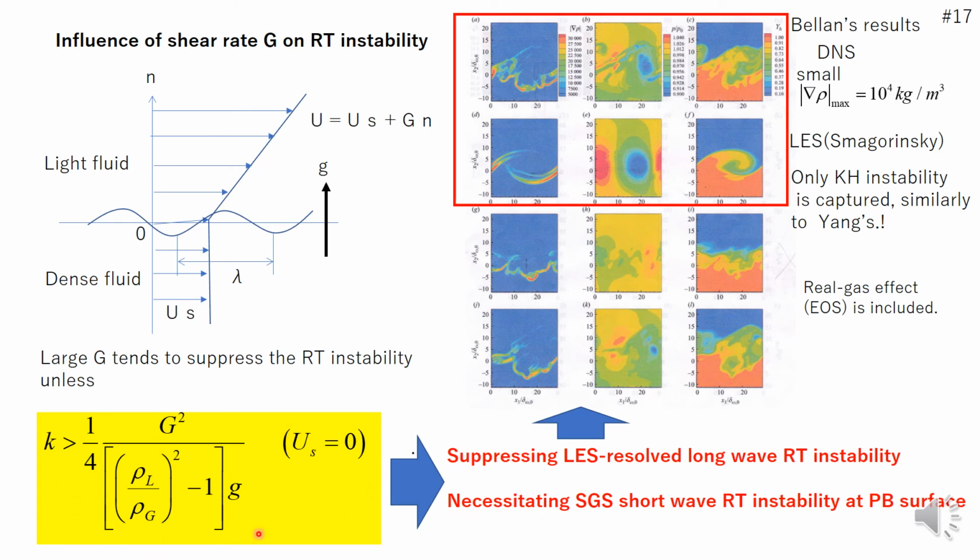This is a balanced calculation result comparing DNS and LES. Only KH instability is captured, similarly to Young's calculation, which corresponds to figure 1 on slide number 5. It is said that the Smagorinsky model is a poor model because of this discrepancy, but we think that it's a natural calculation result for this reason. Therefore, the integration of an Sds RT instability model is indispensable in LES.